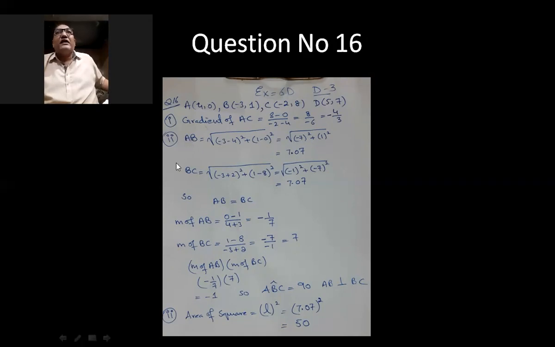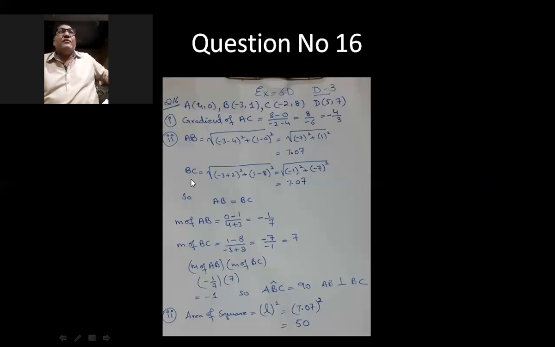Okay, so the distance formula is the square root of (x2 minus x1) whole square plus (y2 minus y1) whole square. So (-3 minus 4) whole square plus (1 minus 0) whole square. -3 minus 4 will be -7, its whole square will be 49, and 1 square will be 1. So 49 plus 1 will be 50, and the root of 50 will be 7.07.